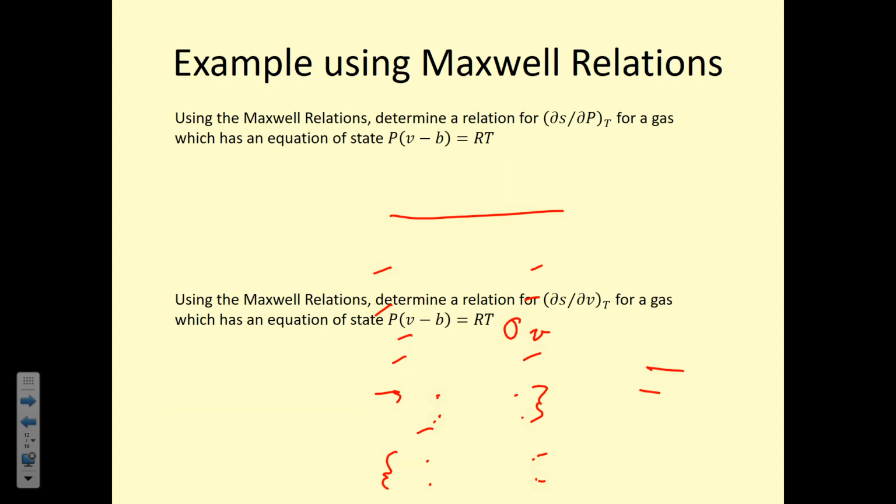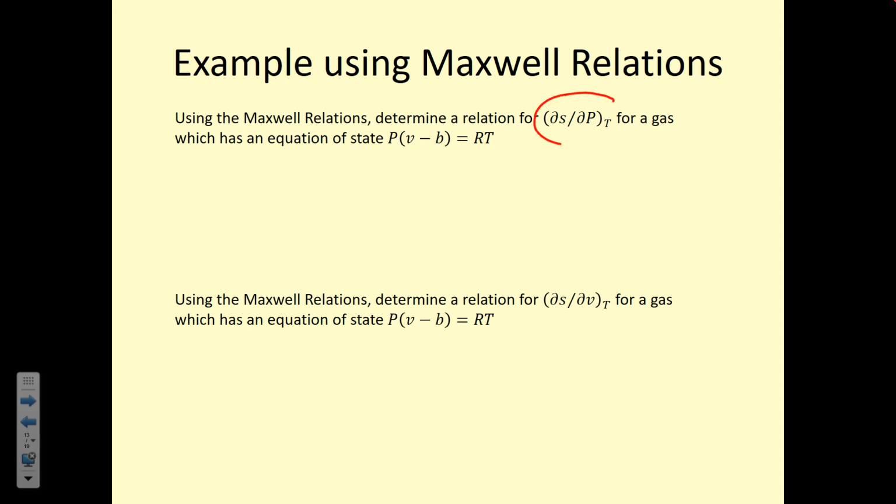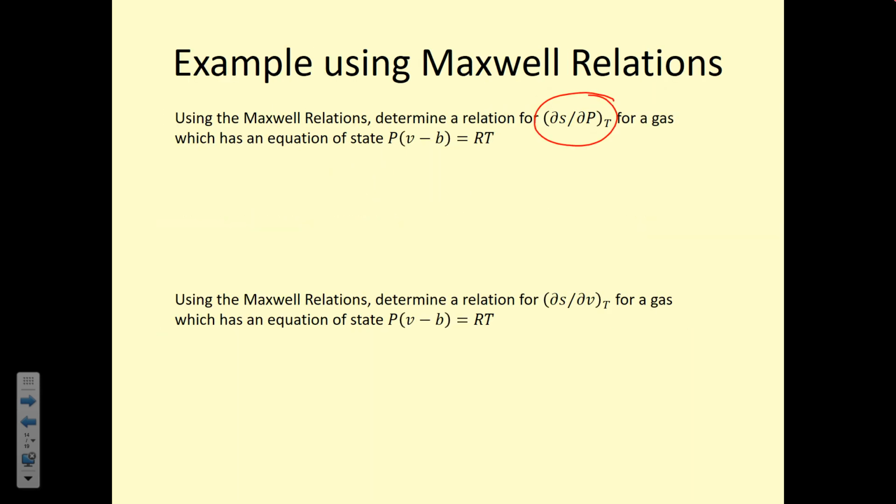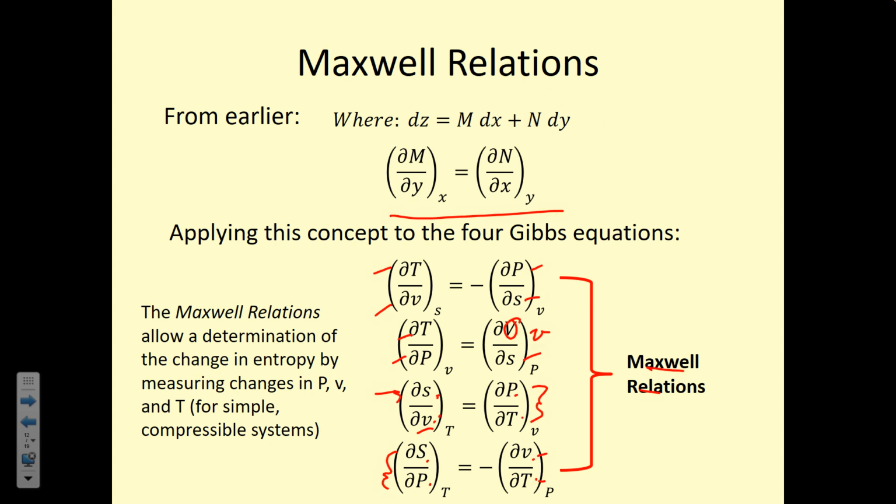So, on that side note, let's do an example using the Maxwell relations to determine the entropy change with pressure for an ideal gas. So if we look back on this slide, so del s, del P with respect to T, whoa, wrong way. What does that match up with?